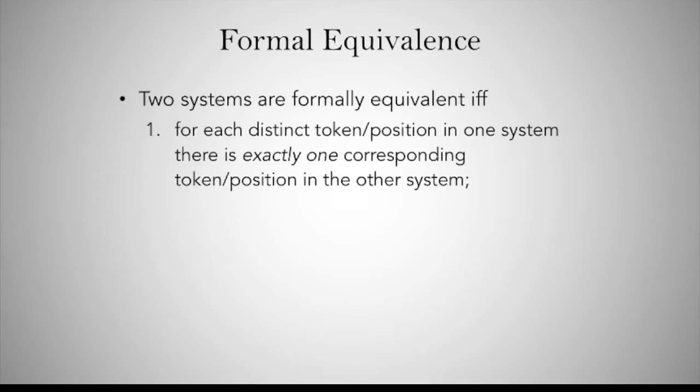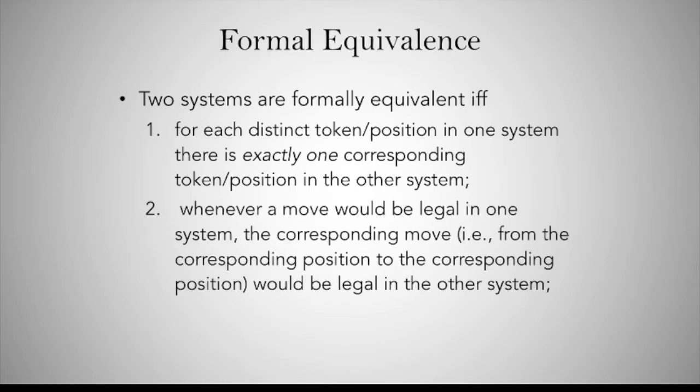Now let's press forward to another important notion, which is that of formal equivalence. Now, two systems are formally equivalent if and only if, first, for each distinct token or position in one system, there is exactly one corresponding token or position in the other system. And second, whenever a move would be legal in one system, the corresponding move would be legal in the other system.